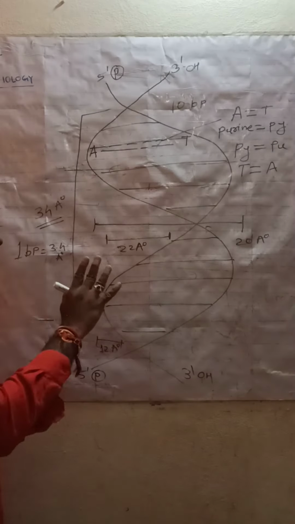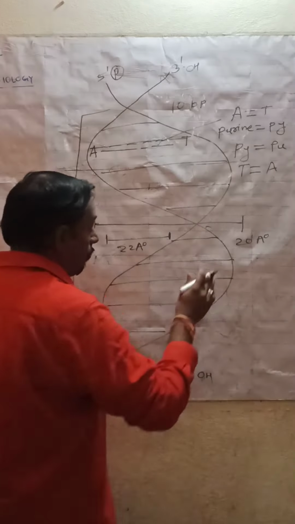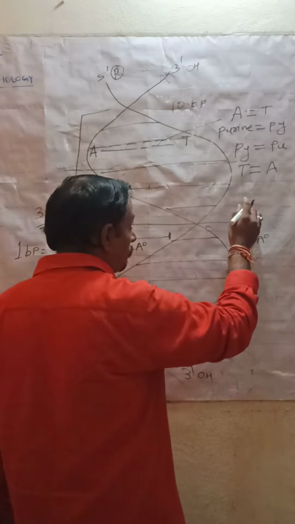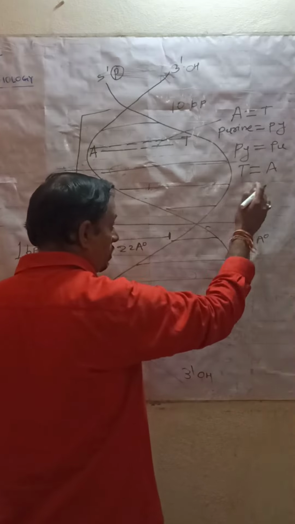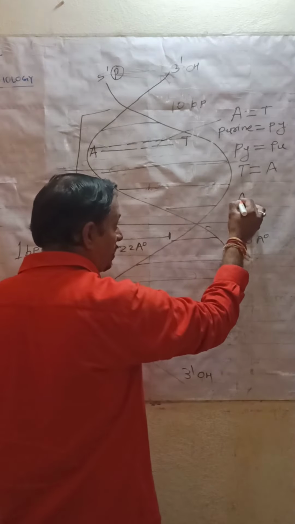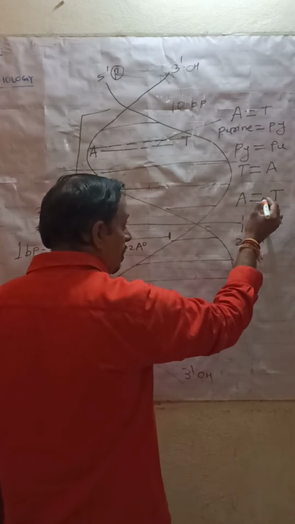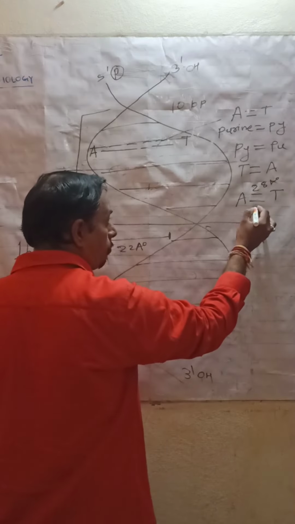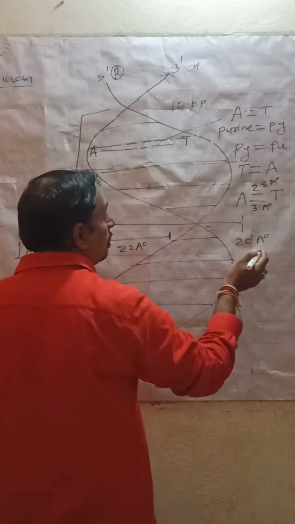It is not a covalent bond. It is a hydrogen bond. So what is the bond length? If you want to know, there is a bond length in the AT or TA bond. Adenine bonds with thymine, having the upper bond length 2.8 angstroms and the lower bond length 3 angstroms.